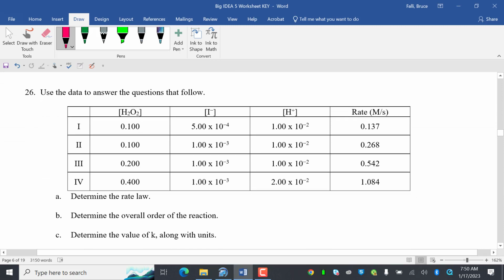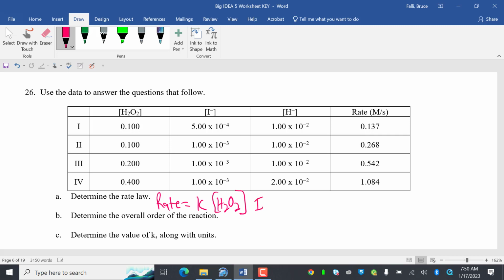Use the data to answer the following question. So again, rate, first thing I do, rate equals K times H2O2, just a reminder because it's weird, is hydrogen peroxide. Peroxide is O2 negative 2. I negative and H positive. Remember, you can find H positive by pH, and that could change that way.